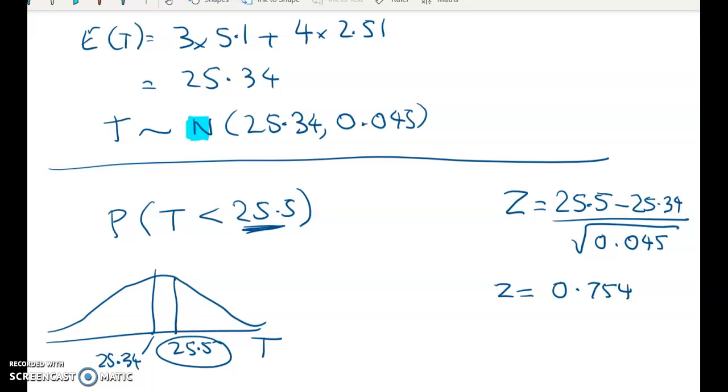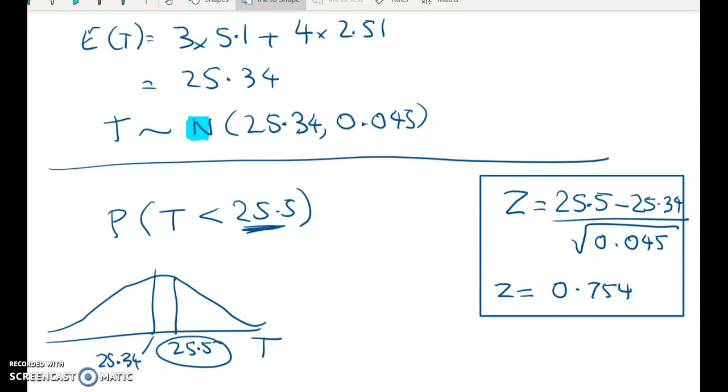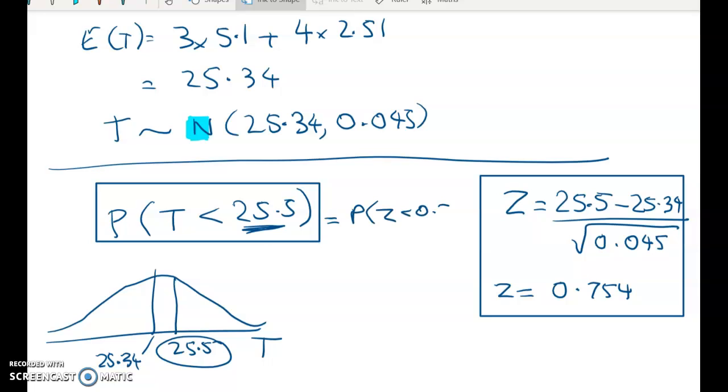So good working for this question looks like this. We should have something showing my Z calculation. We should have a probability statement, P bracket something. This is pretty basic stuff that we've just got to fix up. And then that is equal to the probability that Z is less than 0.754. Drawing that picture, which you don't have to do once you're confident, will help you when you're setting out.